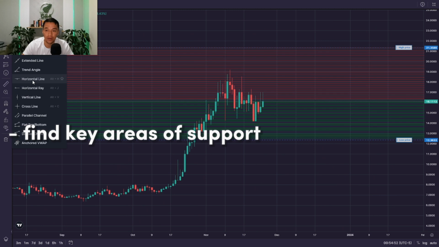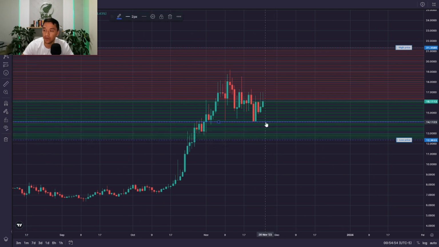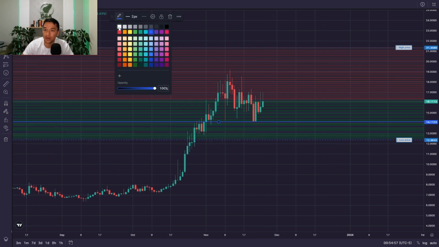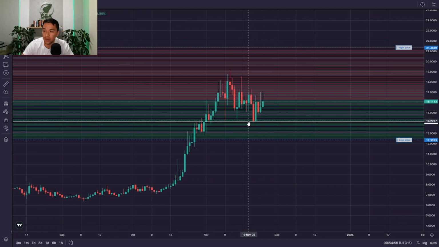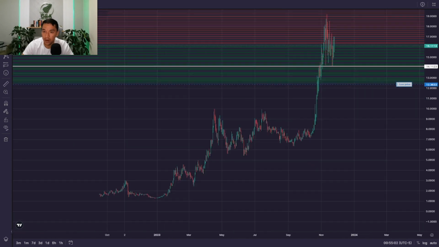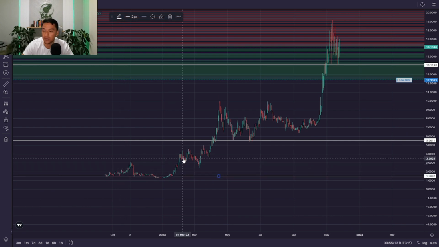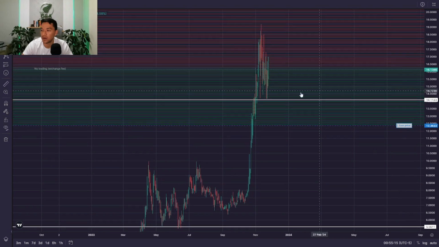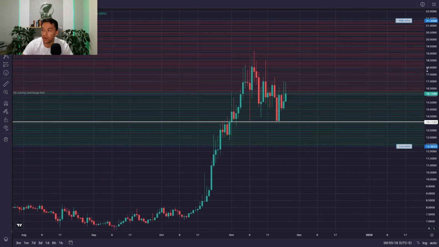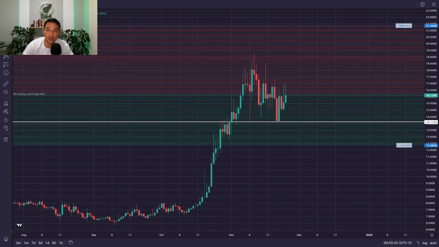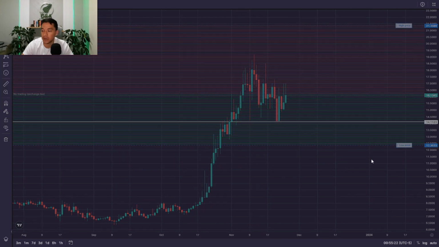So I'll use the horizontal line and start looking for those areas of support. So I can see one strong support here, and I can see another strong support about this area, and another very strong support about this area. So we can call it about this area. Right now I'll go to the 4. Now we're only looking for support areas, not resistance necessarily.